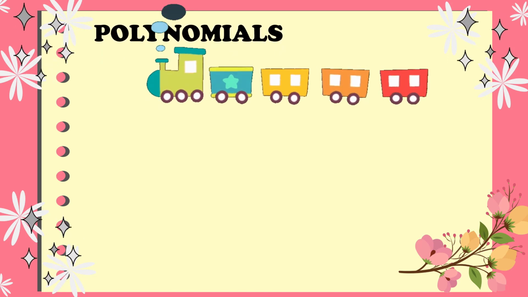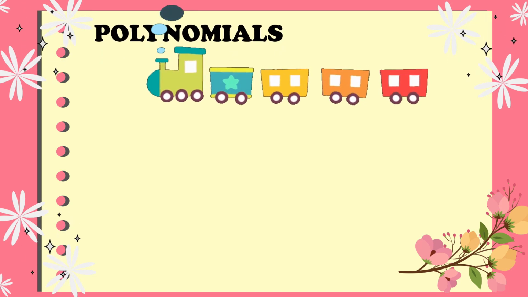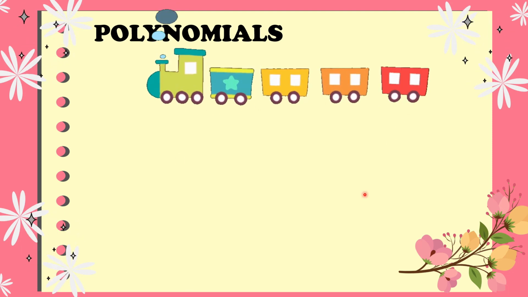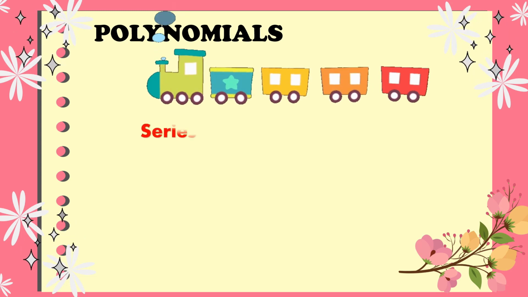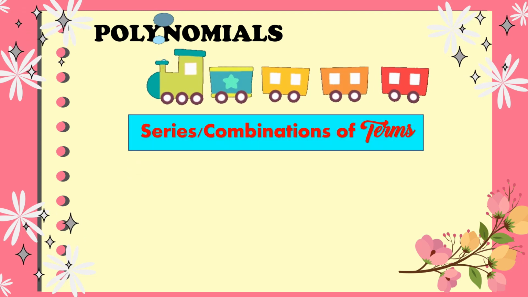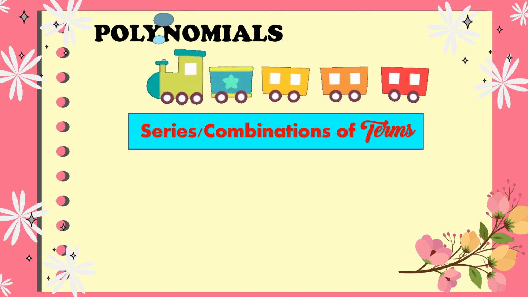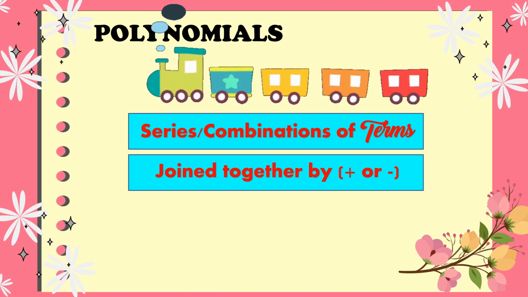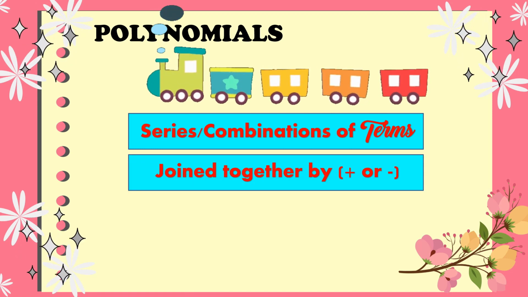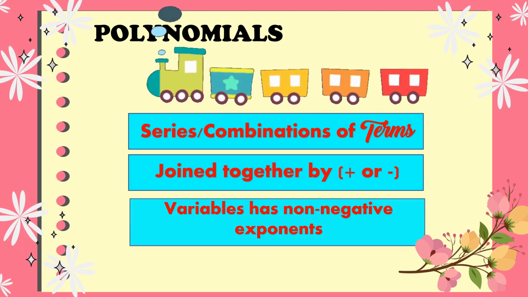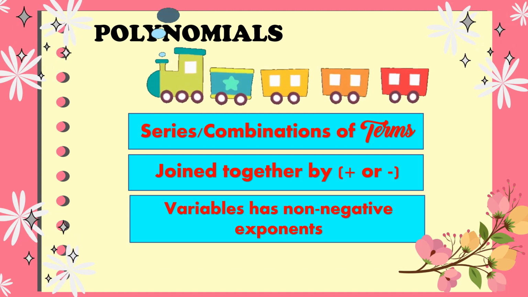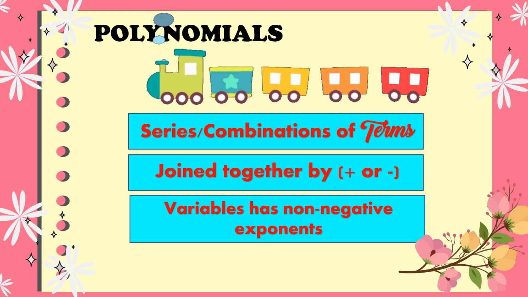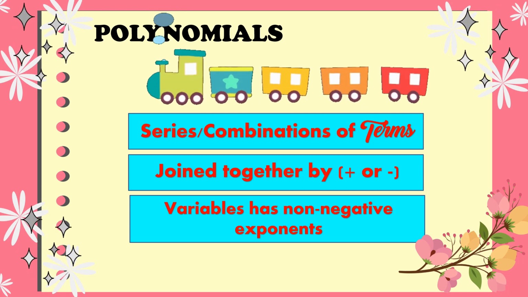If we're going to illustrate polynomials, it's like a train. Na kung makikita nyo yung mga bahagi niya ay pinagtugtong-tugtong. Parang ganun din yung polynomials. Dahil ang polynomials ay series or combinations of terms. And the terms in a polynomial are joined together by plus or a minus sign. And always remember na dapat yung variables sa isang polynomial ay meron lang non-negative or whole number as exponents.